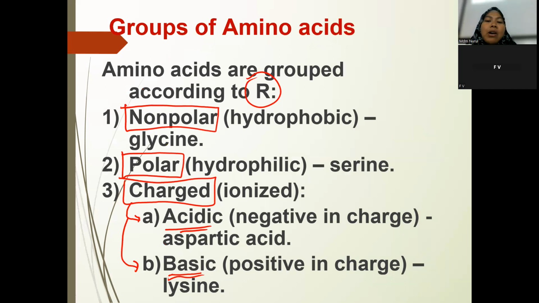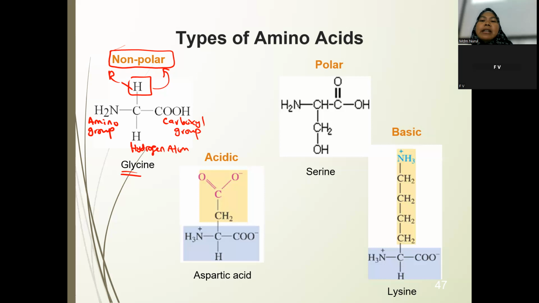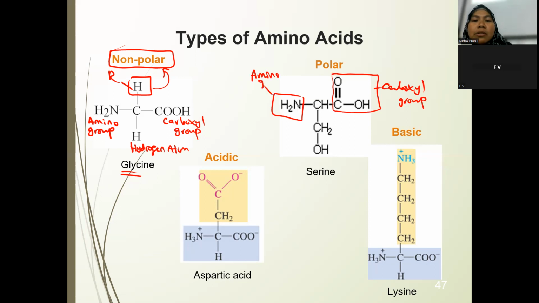Okay, now let's see the second example. Polar. Polar or hydrophilic amino acid. Example, serine. Okay, now let's see serine. Nampak tak? Struktur dia berbeza. Okay, mana dia punya carboxyl group? Yes, this one. COOH. Okay, so this is carboxyl group. Which one is amino group? Okay, this one. This is amino. Okay, mana H dia?